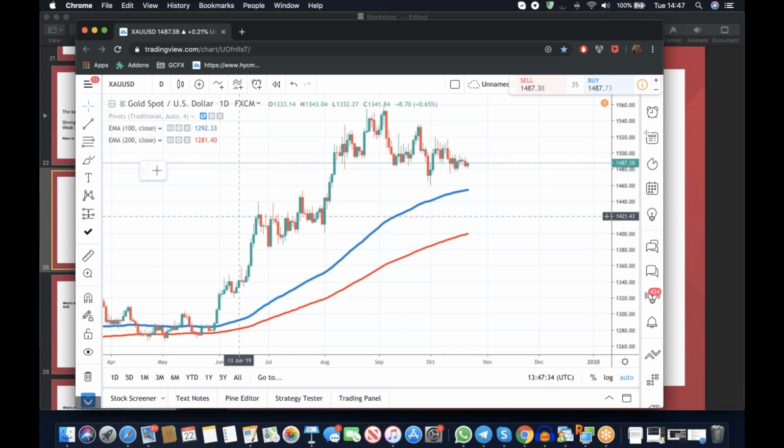Now, for me, the next catalyst for gold is likely to be the Federal Reserve decision at the end of October. So in about 10 days, we've got the Federal Reserve meeting. If they cut interest rates more than expected, then I would expect gold to break out to the upside.